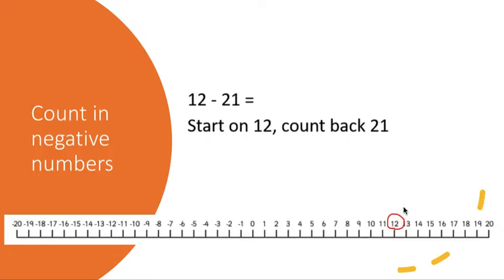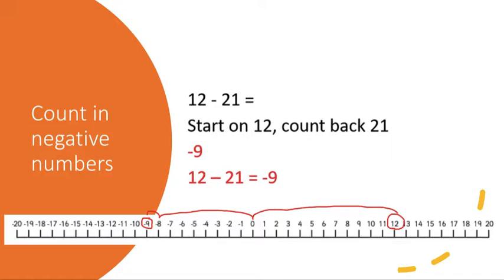And let's have a look together. We're counting back 21. I'm going to start by counting back 12 in one big jump. Then I'm going to count back another 8. So far I've counted back 20. I need to count back one more to make it 21. And I've landed on -9. 12 take away 21 equals -9.